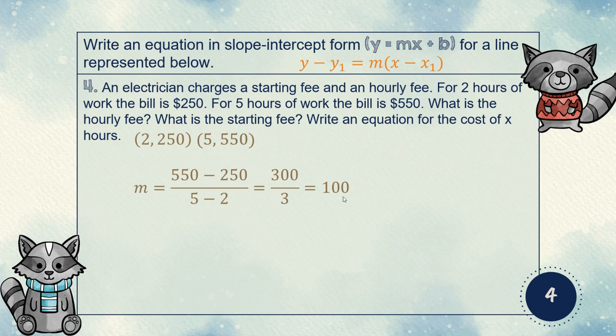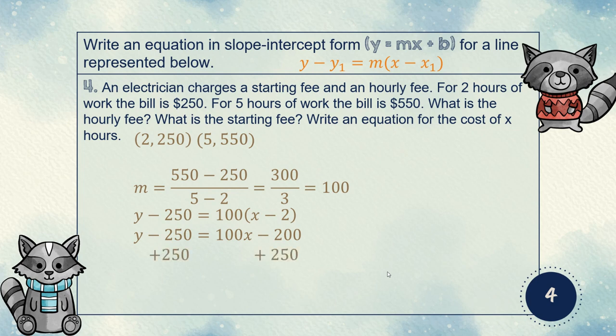Then we need to also find the starting value. Since we have a point, but this point is not the y-intercept, and now we've calculated slope, I would use point-slope form. So that's what we have written up here in orange. y minus 250 equals 100 times the quantity x minus 2. Distribute the 100 on the right-hand side. That gives us 100x minus 200.